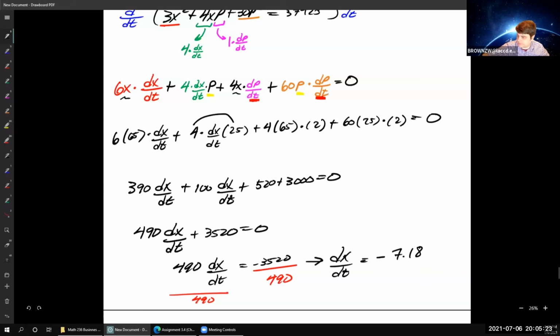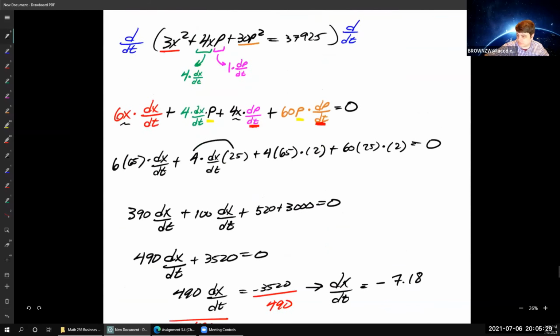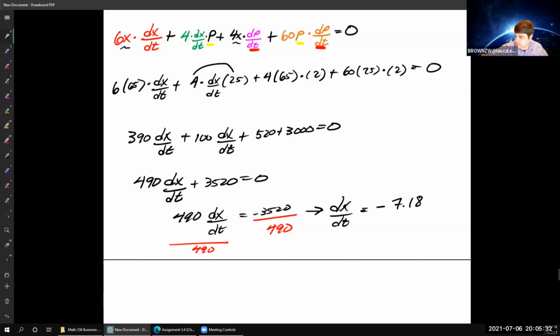And then in terms of units, X was in terms of units, T is in terms of months, so it's negative 7.18 units per month. And this actually makes sense, right? We said we increased the price, which means, and this is what we saw right here, a decrease in demand. Because we increased the price by $2, this is telling us that the increase in price cost us a little bit more than 7 units a month.